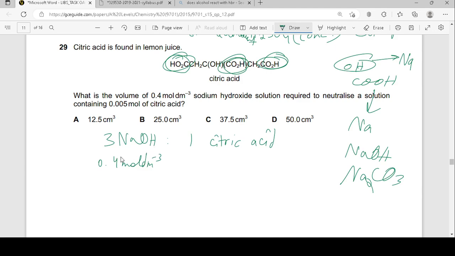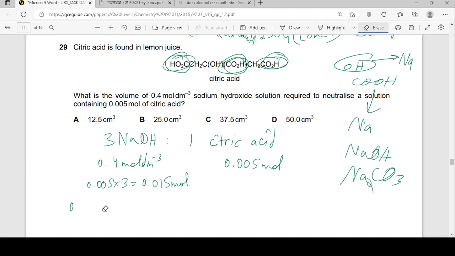Now, what volume do you need, right? That's the question. So V equals n over c. We don't know the moles, but we can find the moles using citric acid. So 0.005 moles of citric acid. If 0.005 moles of citric acid are there, then how many moles of NaOH do we have with the 1:3 ratio? That is 0.005 times 3, which equals 0.015. So 0.015 moles, okay?